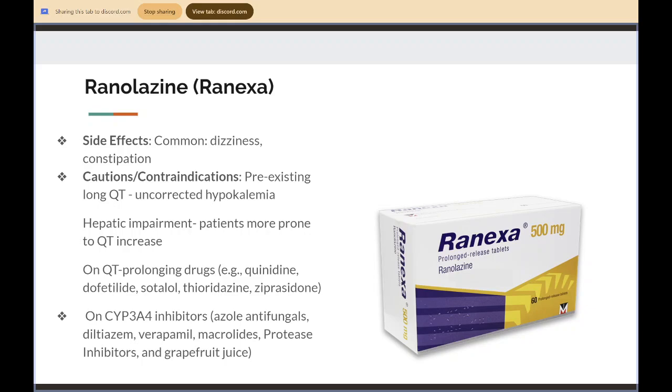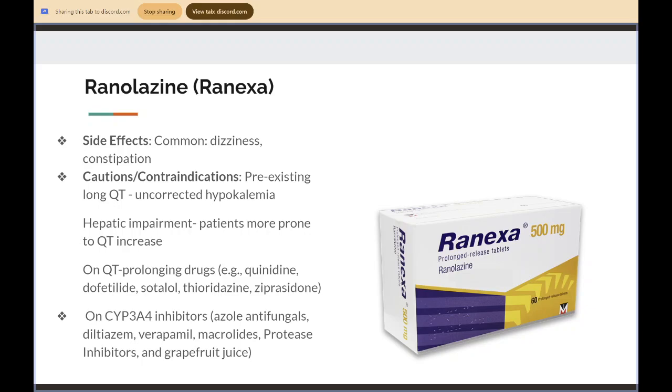Can anyone tell me an antifungal that can prolong the QT interval? Once again in the chat, an antifungal that can prolong the QT interval. And if you're not sure about an antifungal, what about an anti-allergy medication? I'll accept either or both.